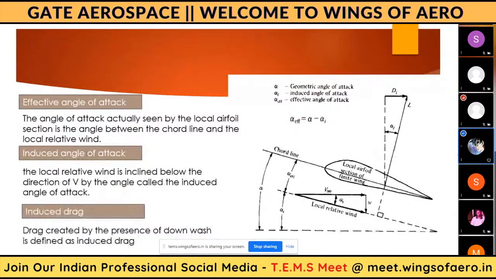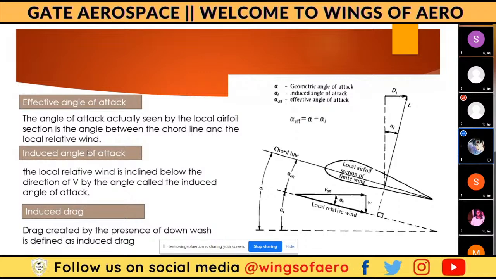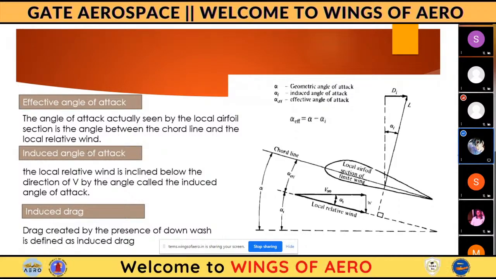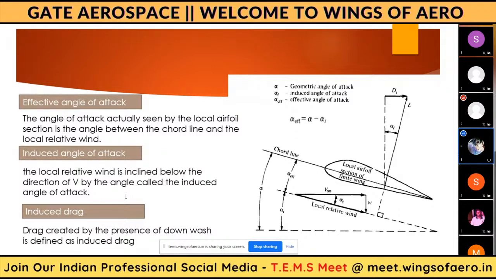Sir, what is the significance of downwash? Significance of downwash. So downwash is mainly for reducing the trailing edge vortices.